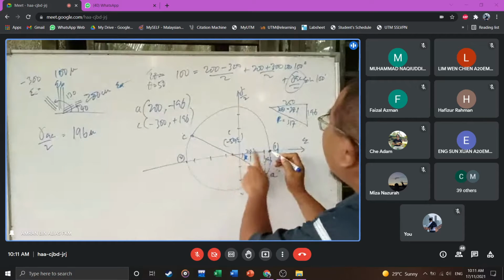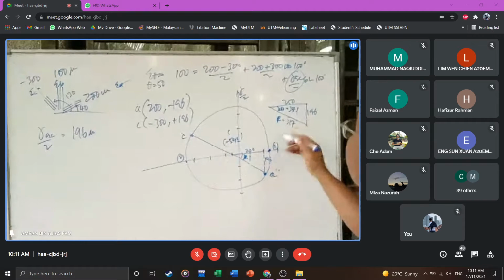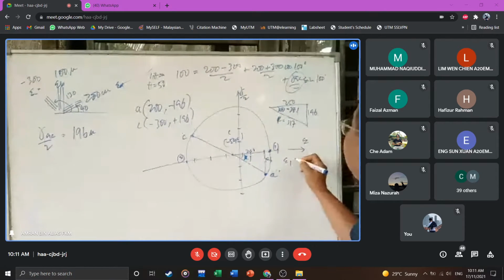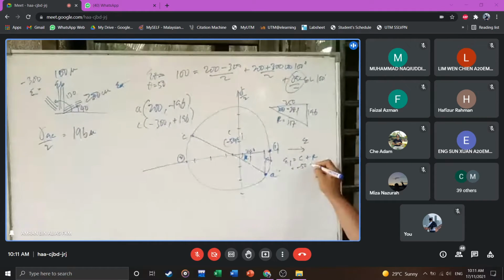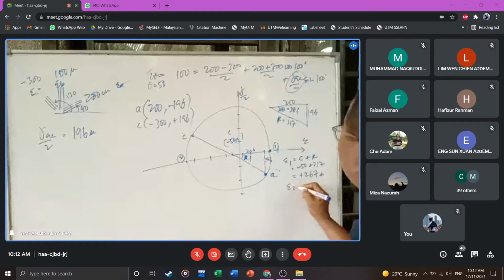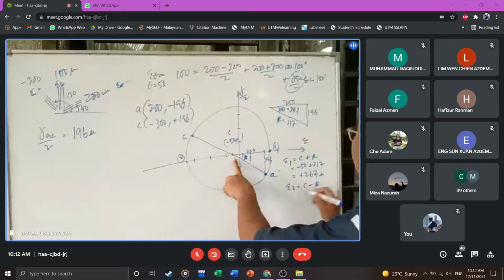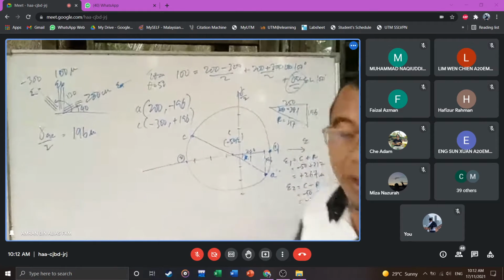From here to here is 317. So what is your E1? E1 is center plus radius. Your center is minus 50 and plus 317, so you have positive 267. And then E2 is center minus radius, minus 50 minus 317, which is minus 367. So you got a very quick answer there.